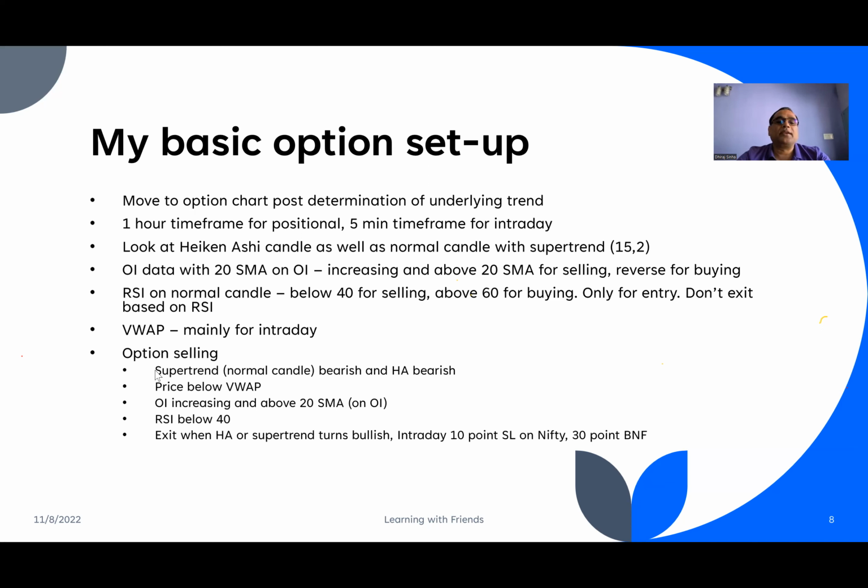My option selling setup is that my Supertrend should be bearish and Heiken Ashi should be bearish. This is the selling setup. Price should be below the VWAP. OI should be increasing and above the 20 SMA on the OI. RSI should be below 40. These 4 things should be there for me to enter into a short trade, basically sell an option. So these 4 things should match. I look at a 5-minute time frame for intraday and a 1-hour time frame for positional. So that is what I do.